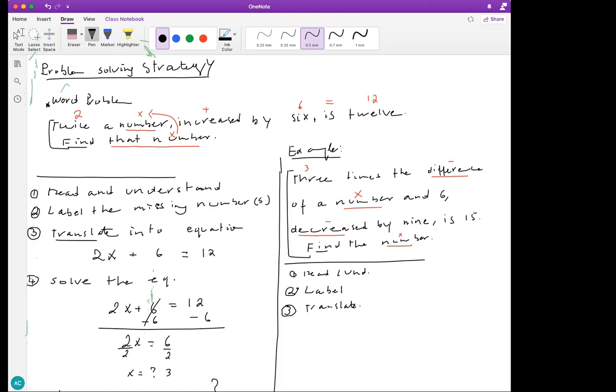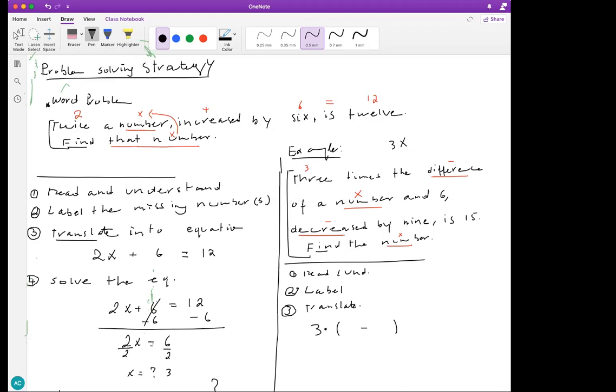Here's the deal here. In the previous problem we had twice a number, which means 2 times x, that number being x. But here it says 3 times the difference. So it's not 3 times a number. So it's not going to be 3 times x, because it doesn't say 3 times a number. It says 3 times what? 3 times the difference. Okay? Minus. Yes. That's right.